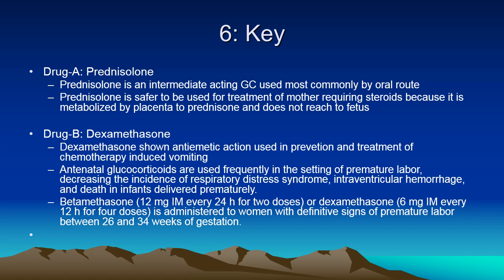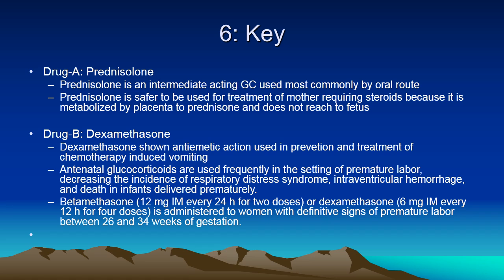A is prednisolone, because prednisolone is an intermediate acting glucocorticoid having some salt retaining activity and most commonly used orally for maintenance therapy. Prednisolone is safer to be used for the treatment of a mother requiring steroids because it is metabolized by the placenta to prednisone and does not reach the fetus in enough quantities.